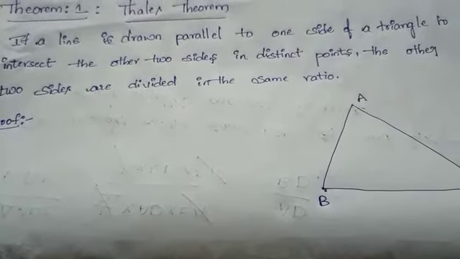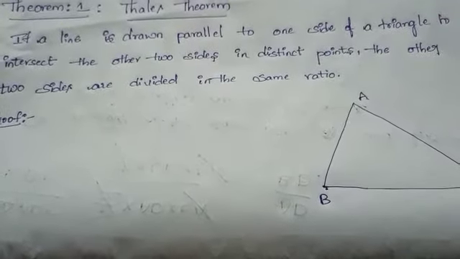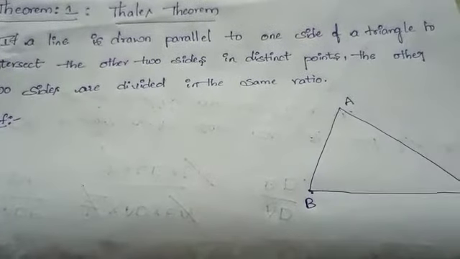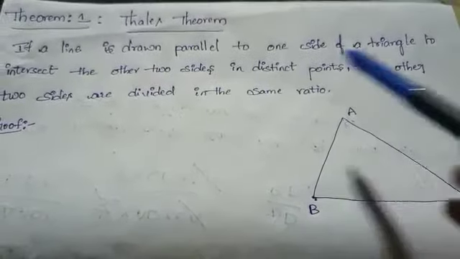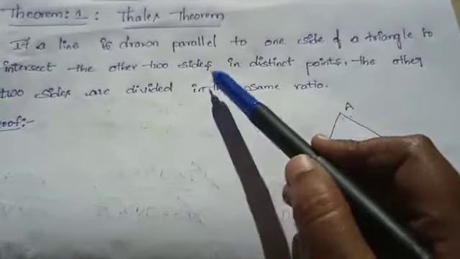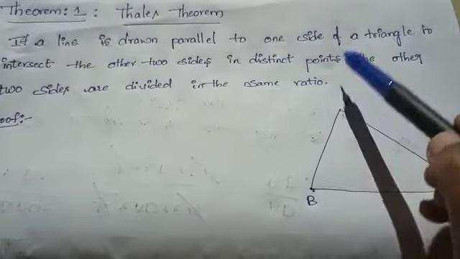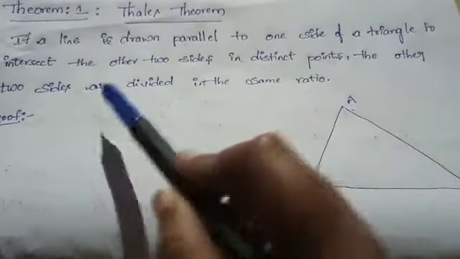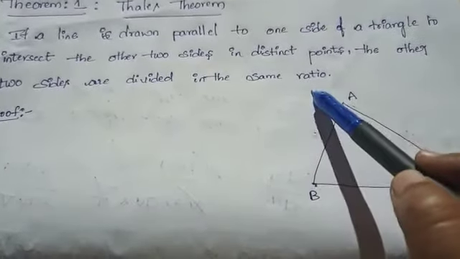Let's discuss Thales theorem. This is a very important theorem. If a line is drawn parallel to one side of a triangle to intersect the other two sides in distinct points, the other two sides are divided in the same ratio.